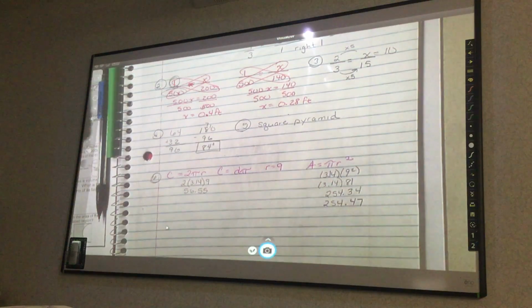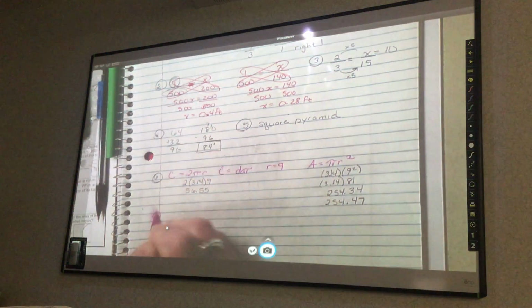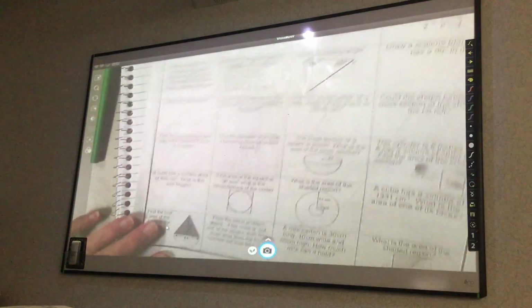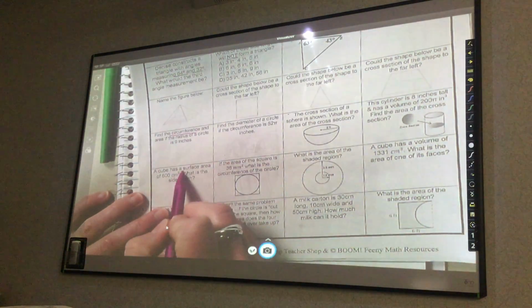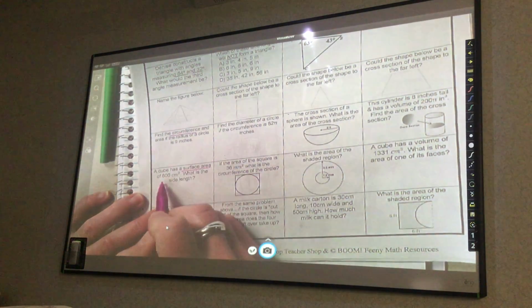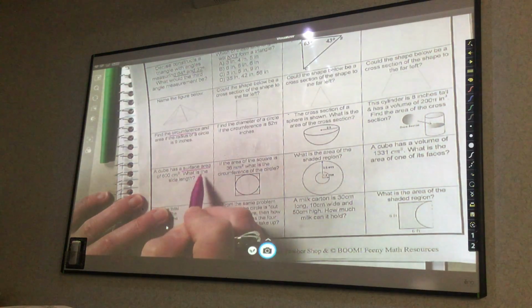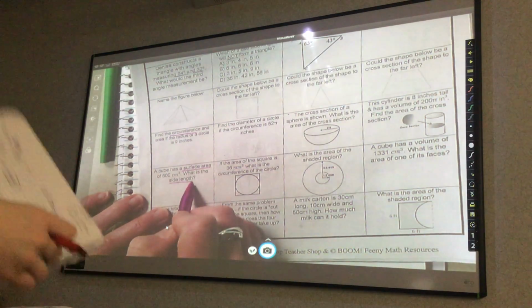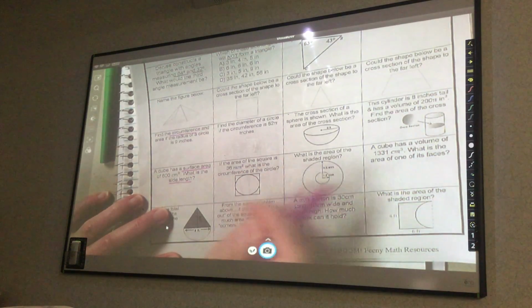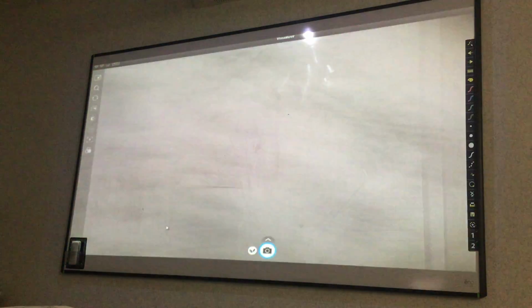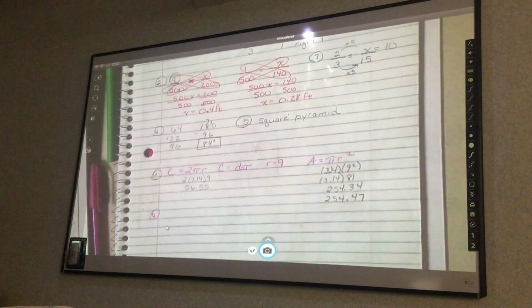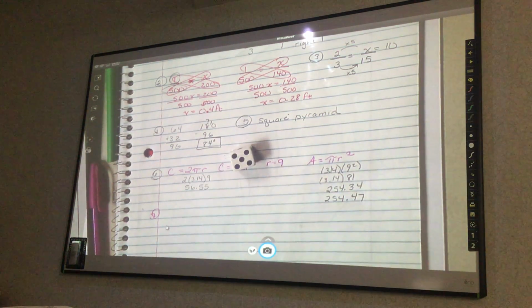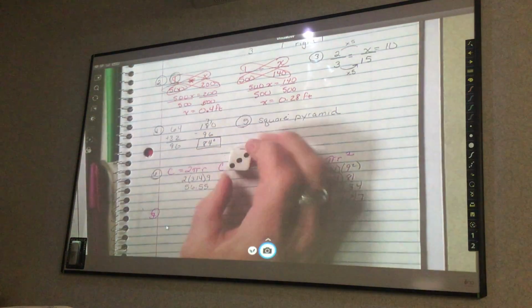All right, we're gonna write some more notes for number 7. A cube has a surface area of 600 centimeters squared. What is the side length? Okay. So, first of all, I have to think about a cube. All right, and when I think of a cube, I'm just going to think about a die, right? How many sides is on this cube?